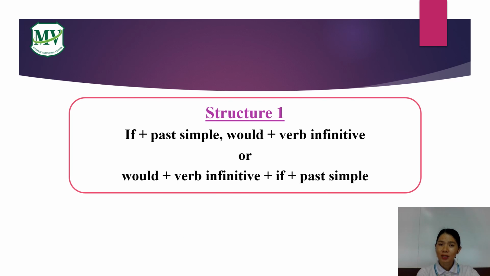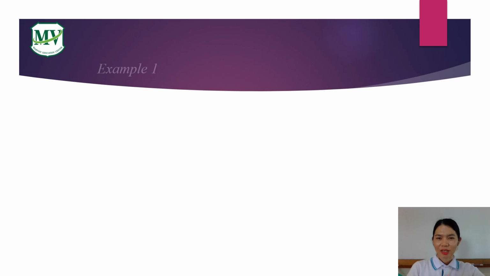Let's get to know about the structure of second conditional. We use if plus past simple, comma, would plus verb infinitive, or you can start a sentence with would plus verb infinitive plus if plus past simple. So everyone, now you know about the structure. Let's check on the example so that you will understand the lesson better.